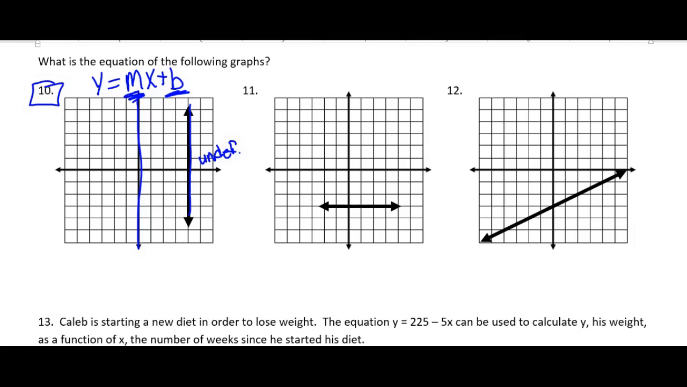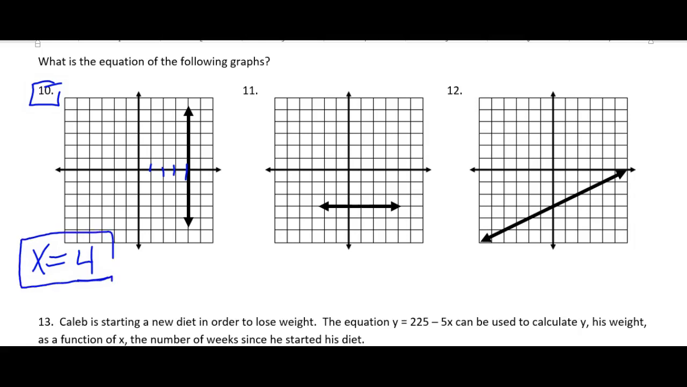The way we write this equation, since it's a vertical line, it's not a function. If we use our vertical line test, it doesn't pass that. That means it is not a normal equation, like y equals mx plus b. Vertical lines actually get the equation x equals something, not y equals. In this case, 1, 2, 3, 4, the line is shifted to the right 4, so x equals 4 is the answer to that. So that's the equation for number 10.